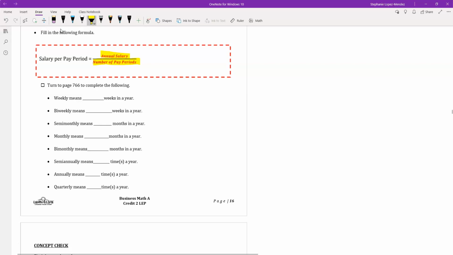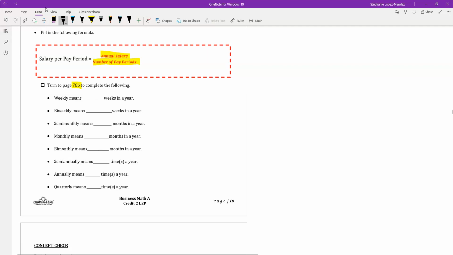You should be reading page 766 of your textbook in order to complete the following. However, I am also going to be explaining each of them. We are supposed to complete the following with the pay periods that you could get depending on how a company or a job pays you. We have weekly, bi-weekly, semi-monthly, etc.